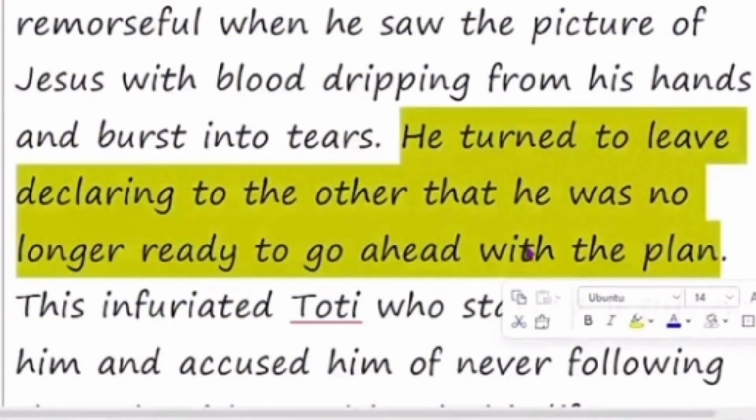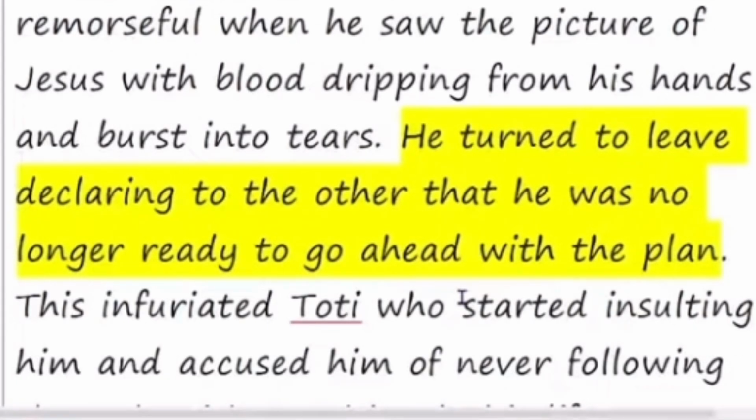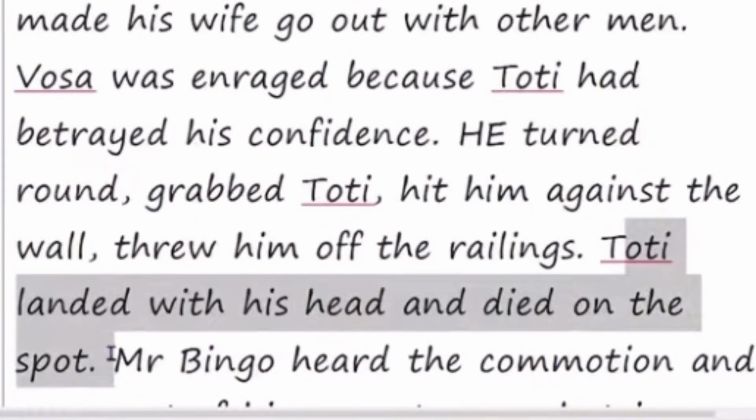So this infuriated Toti, who insulted him, and Vosa was so enraged that he killed him. So that was provocation, manslaughter by provocation. If you don't understand what I'm trying to say in this criminal law topic, it doesn't matter. I'm just trying to explain to you that this is how you raise issues.